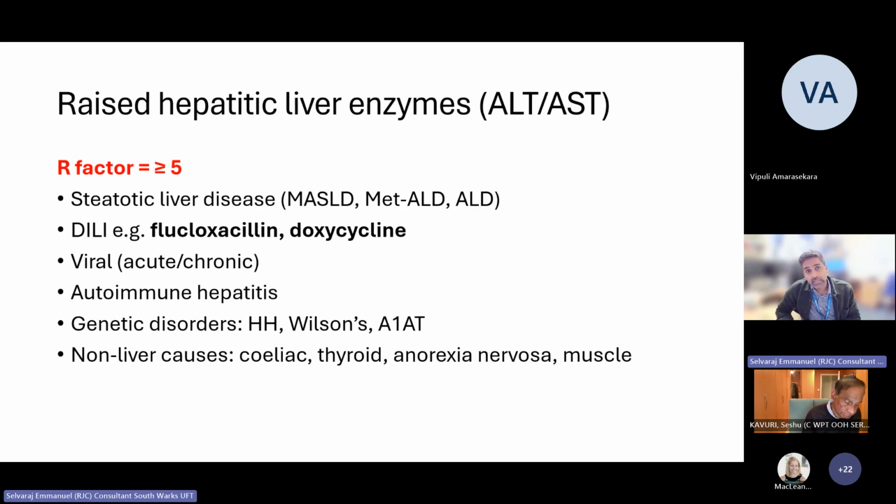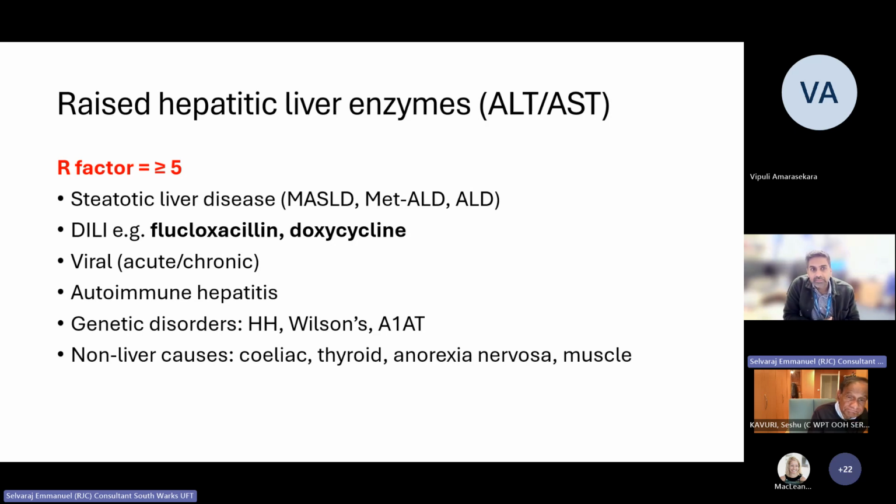So the next one is pure hepatitic. This is when you have raised ALT and AST. I don't believe we get AST routinely. I think it's an add-on. Correct me if I'm wrong. The R factor here will be 5 or more, which points us more towards it being hepatitic. Therefore, hepatocellular injury, hepatocyte injury within the liver, is more likely.